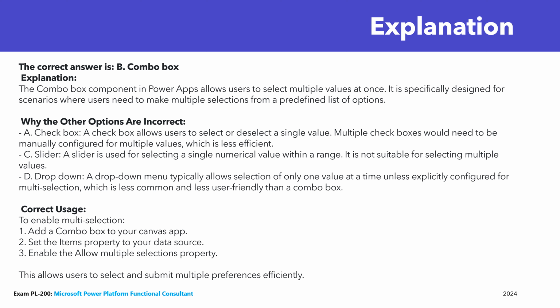Correct usage. To enable multi-selection, 1. Add a combo box to your Canvas app. 2. Set the items property to your data source. 3. Enable the Allow Multiple Selections property. This allows users to select and submit multiple preferences efficiently.